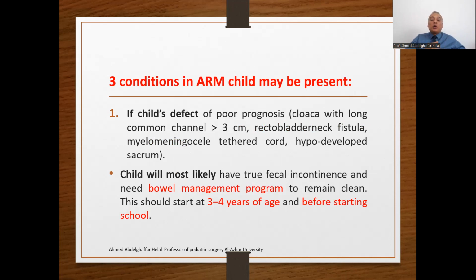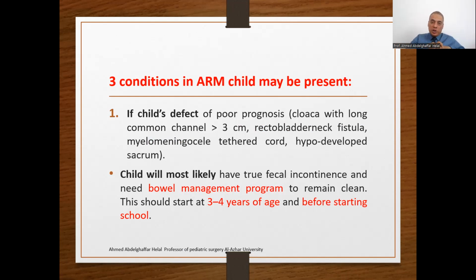If the child's defect is of the poor prognosis type, as we said, cloacal malformation with long common channel, rectobladder neck fistula, myelomeningocele, tethered cord, hypodeveloped sacrum, the child will most likely have true fecal incontinence and need bowel management to remain clean. This should start at 3 to 4 years of age and before starting school.